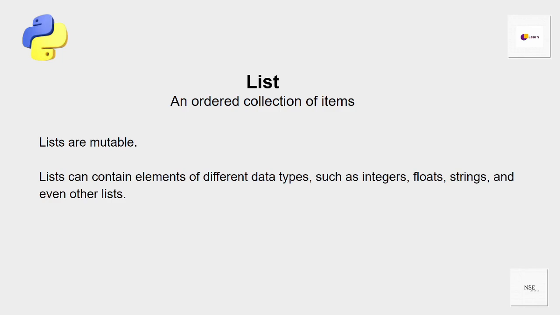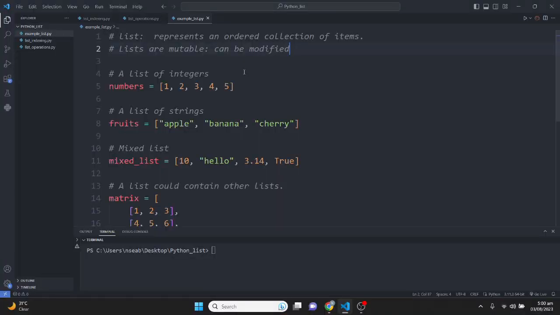Let's head over to VS Code and see what lists look like. Lists are defined by enclosing elements within square brackets. These elements are separated by commas. Let's take a look at these examples that we have here.